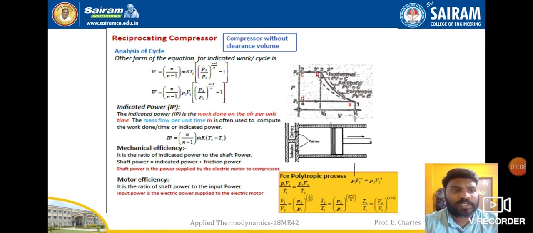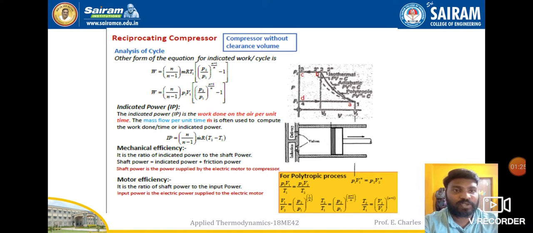So in the without clearance volume case, there will be only three processes shown on the PV diagram. One is compression stroke, one is suction stroke, and one is delivery stroke. All right, so that is how it is drawn and shown in the PV diagram.